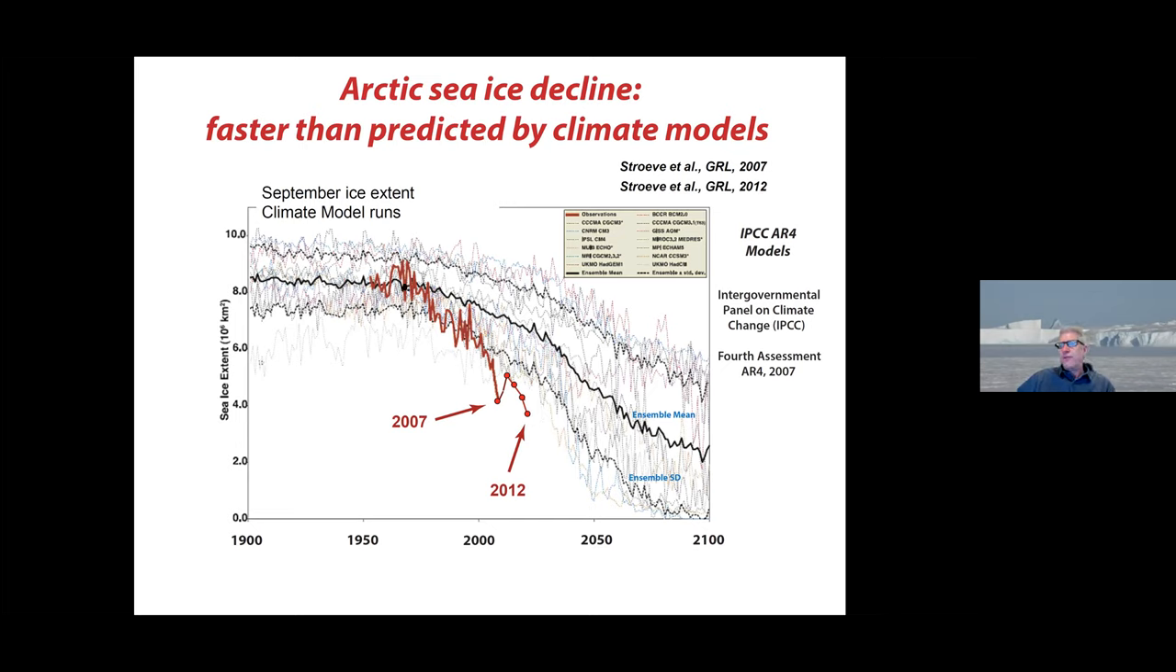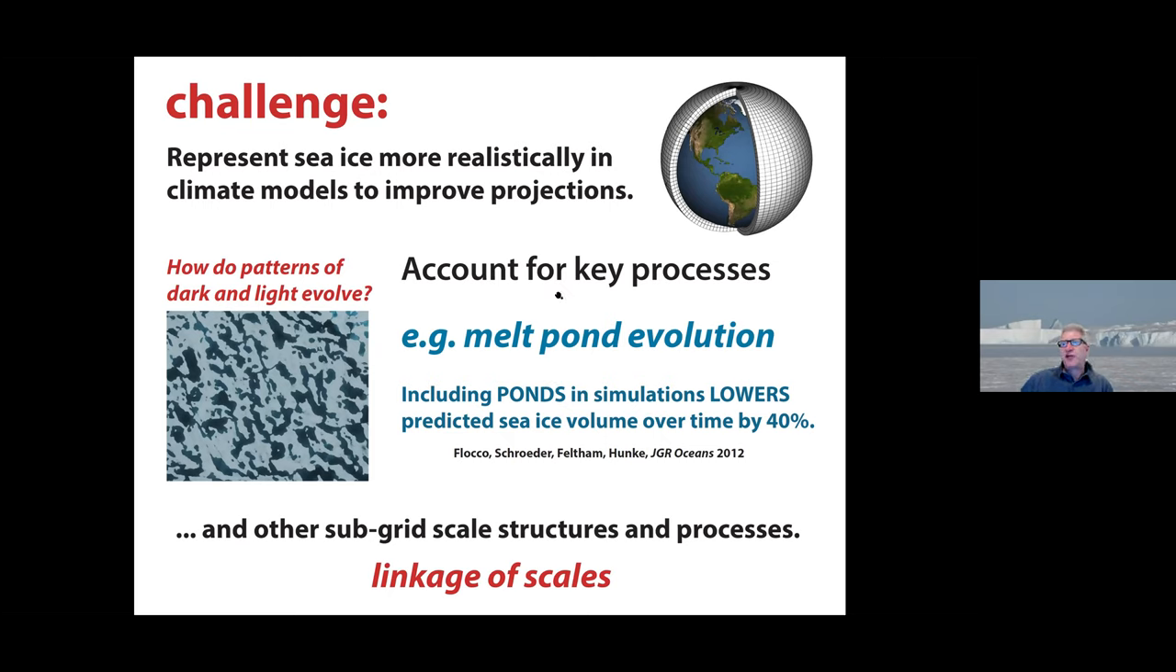However, you see in the data that the ice was melting a lot more rapidly than was being predicted. And so this sets up a challenge. How do we represent sea ice more realistically in big global climate models to improve projections of the ice pack? Or how do we account for very important processes that do affect rates of melting, such as melt ponds sitting on the surface? Because if you're not accounting for these, you're way off on your albedo, which means you're off on your melting rates and so on.